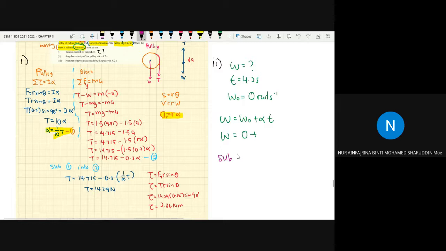Sub tension into first equation. So dapatlah 1 over I darab dengan tension. Tension you adalah 14.29. Your angular acceleration adalah 1.429 radian per second squared. So masukkan je. So ini adalah 1.429 darab dengan time dia dah bagi tahu 4.2. Therefore your final angular velocity adalah 6 radian per second. Okay? Can?